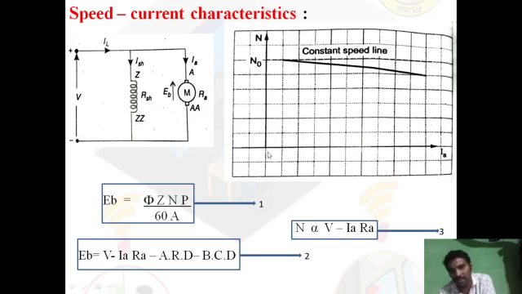So here if you observe the graph, as load on the motor is increased, IA increases. As IA increases, you can observe the speed. At no load, it was running at maximum speed, that is N naught. As the load on the motor is increased, the speed gradually starts decreasing.